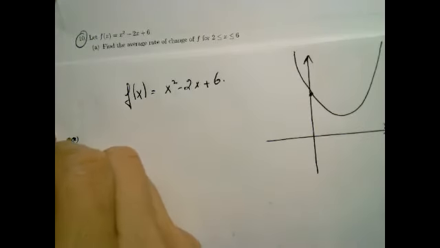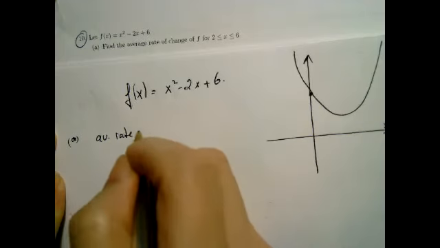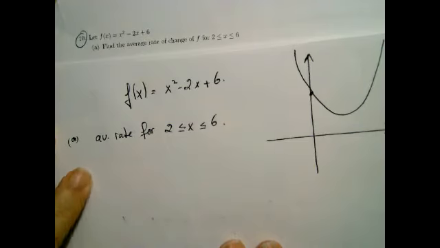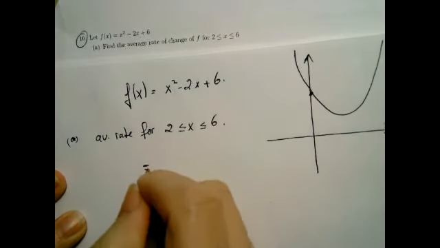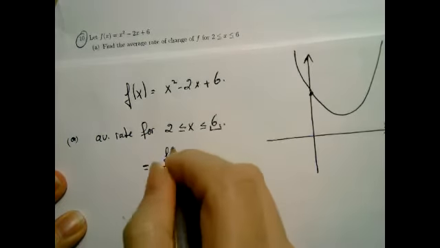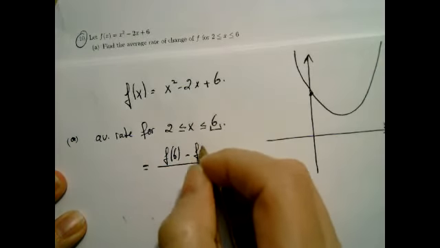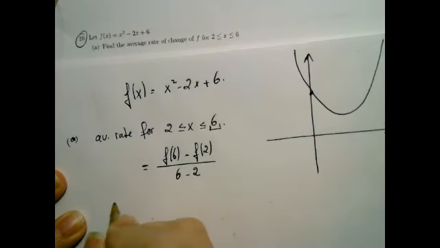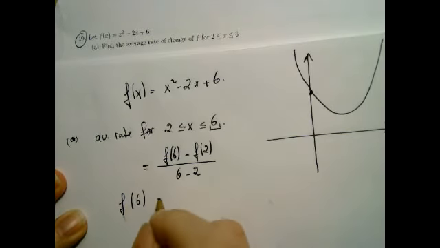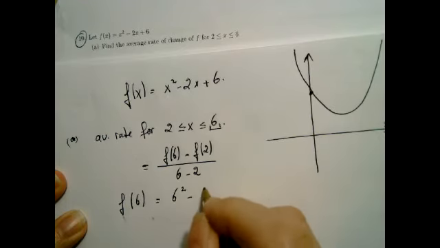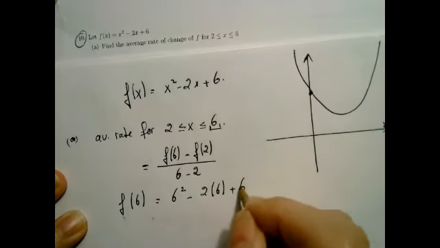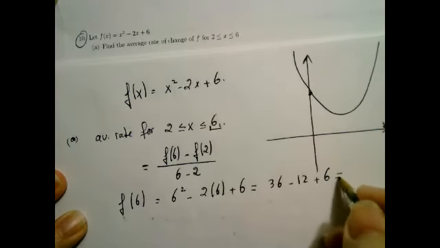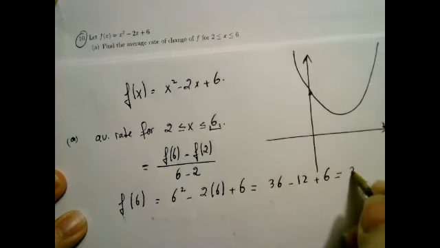Question A is, find the average rate for x between 2 and 6. Okay, so first the formula: the average rate equals the output at 6 minus the output at 2 over 6 minus 2. Now we compute each one of them separately, otherwise we will make mistakes. So it's going to give me 6 squared minus 2 times 6 plus 6, which will give me 36 minus 12 plus 6. So minus 12, that's 24, plus 6, that's going to give me 30.